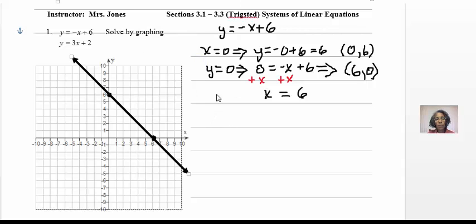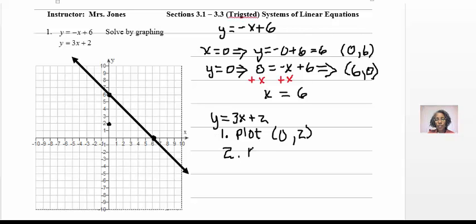Now let's look at y equals 3x plus 2. First, let's plot the y-intercept, (0, 2). The constant 2 tells me the y-intercept. Now let's look at the slope, 3, which is 3 over 1, and that tells me to move 3 units up and 1 unit right from the y-intercept to get a second point on the line. And I actually wind up at the point of intersection of the 2 lines.